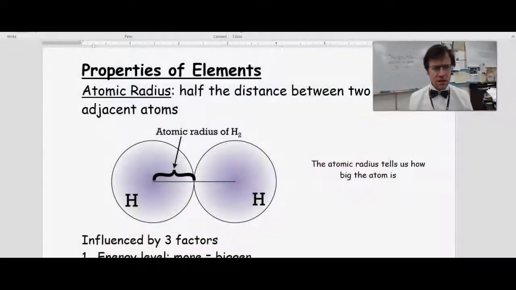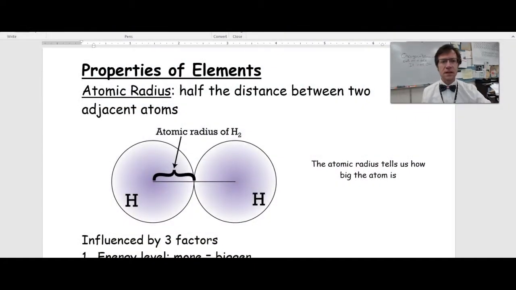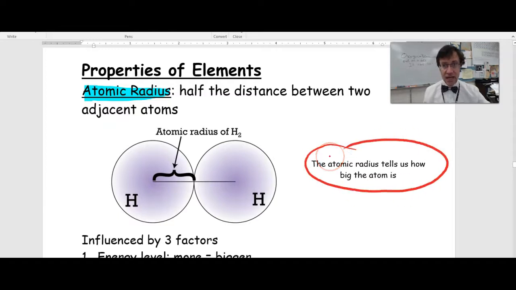So what I want to do is start right here with this stuff. And what I want to start with is this thing called atomic radius. Now, atomic radius basically just tells us how big the atom is, okay? And so much depends on the size of an atom.